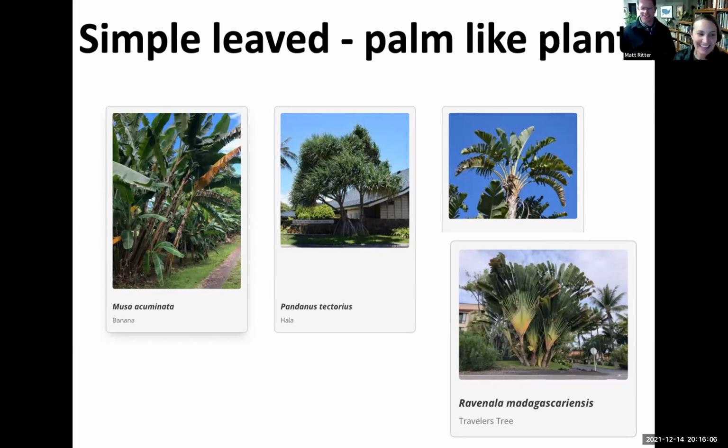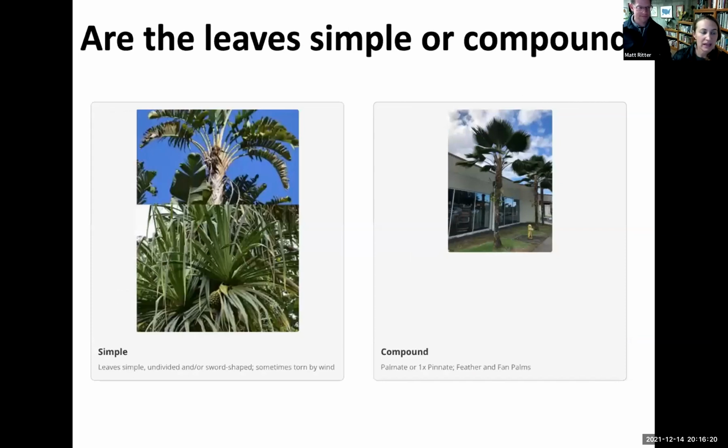Sorry about that. We should have done that at the beginning. So anyway, this is what we're talking about for these things that are not actually palms. They get keyed that way. So here's back to our first question in the online tree key. Are the leaves simple or are the leaves compound?